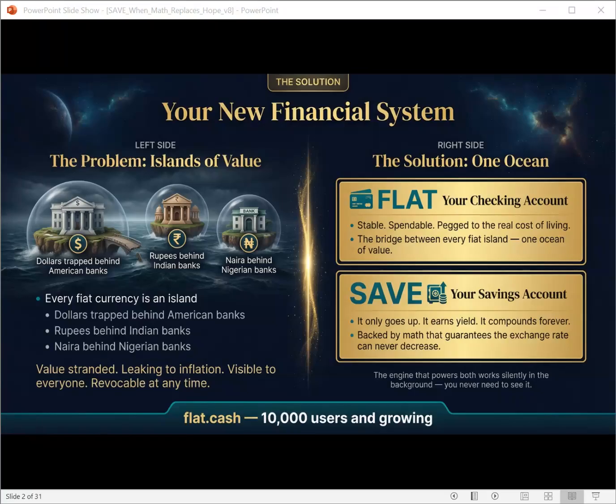Save is your savings account. On Ethereum, it is called an ERC4626 token. Its exchange rate can only go up. It earns yield, it compounds, and the math that guarantees this is not a promise from a CEO or a central bank. It is enforced by immutable smart contracts that no one can change. The engine that powers both works silently in the background. You never interact with it, just like you never see the plumbing inside your bank. You just use flat.cash.